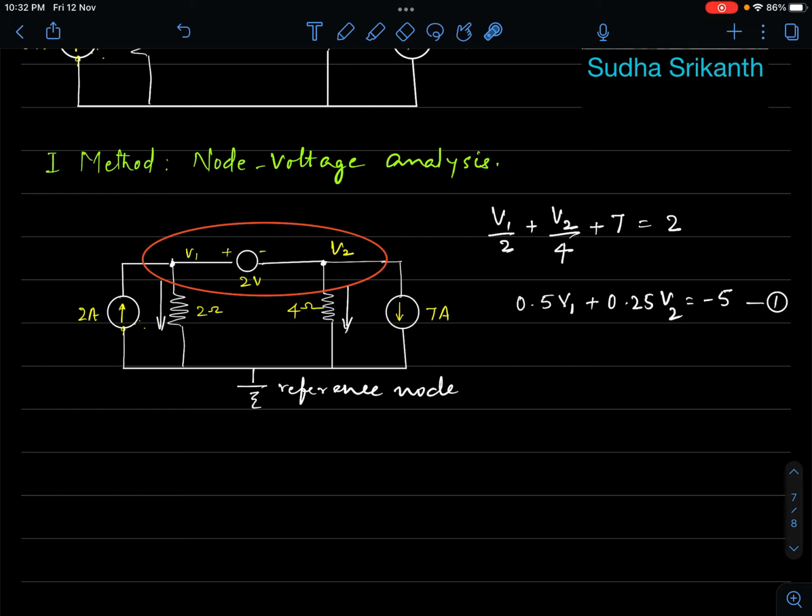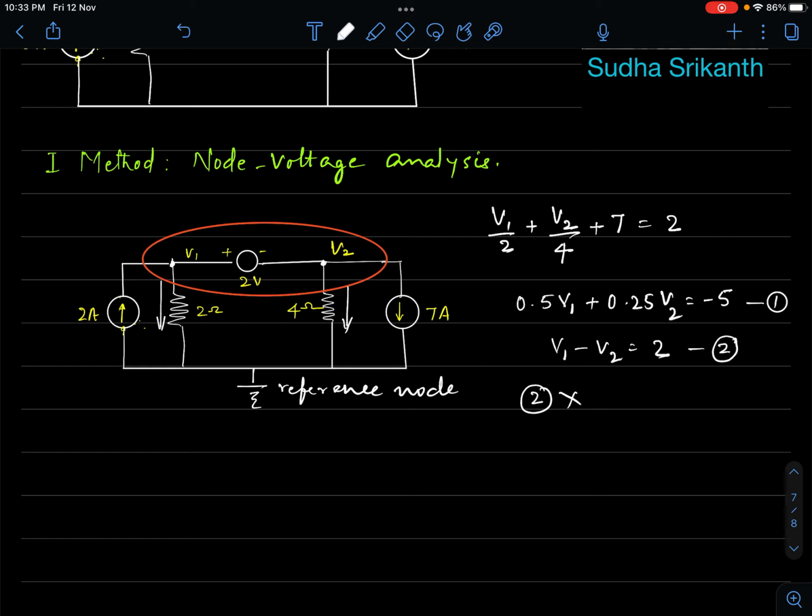So we can formulate another equation using the relationship between V1 and V2. So V1 and V2 essentially are maintained at a potential difference of 2 volt. Okay, the difference in potential V1 minus V2 should be equal to 2 volt. So we have another equation, equation 2. Now we'll try to simplify equation 1 and equation 2.